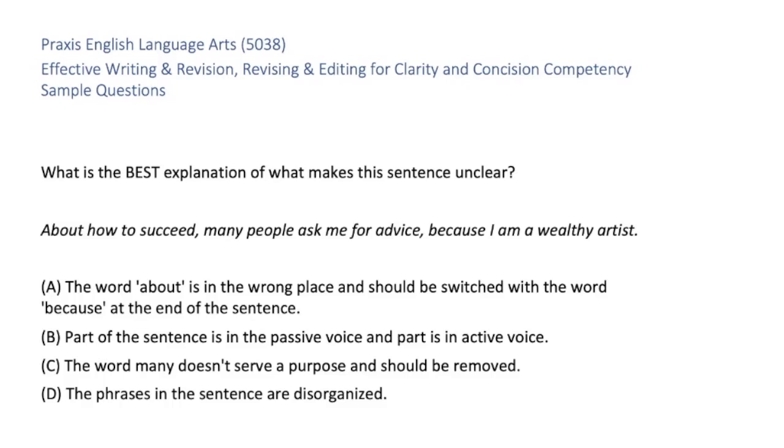Let's walk through a process of elimination. A. About is in the wrong place. The problem isn't just the word about, the whole sentence ordering is confusing. B. Passive versus active voice. The sentence is already in active voice, voice isn't the issue. C. Many doesn't serve a purpose. Many adds meaning, so removing it isn't necessary. The correct answer is D.